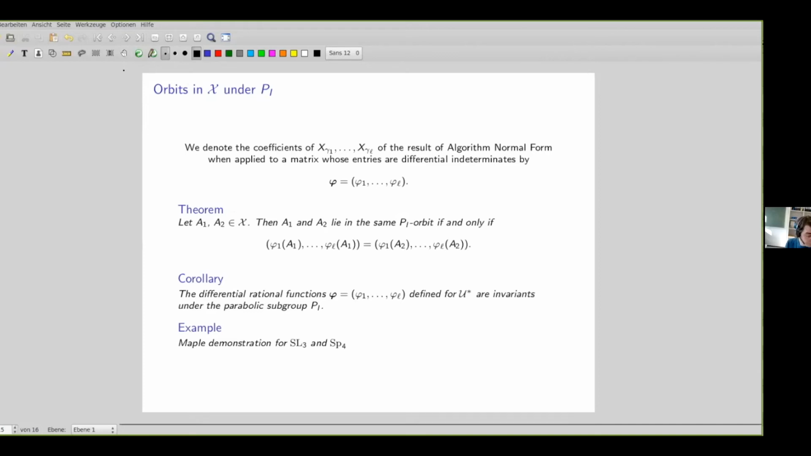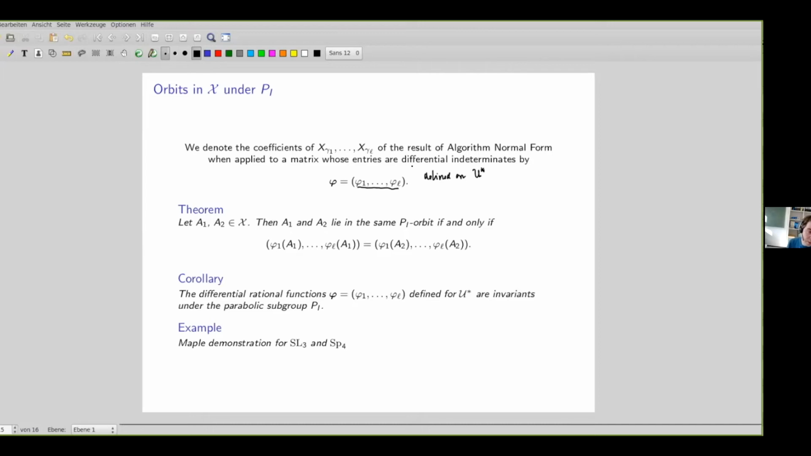Now we define our differential rational functions, as in the example for SL2, as the coefficients of the normal form when applied to a generic element of our Lie algebra. And we call these coefficients phi 1 up to phi L. These are differential rational functions. These differential rational functions are defined on this subset mathcal U star, so on the most generic one.